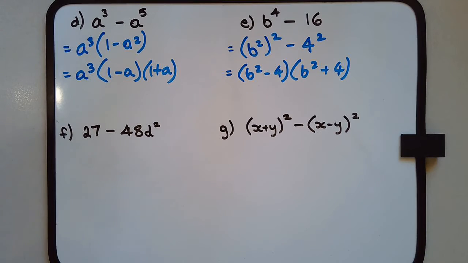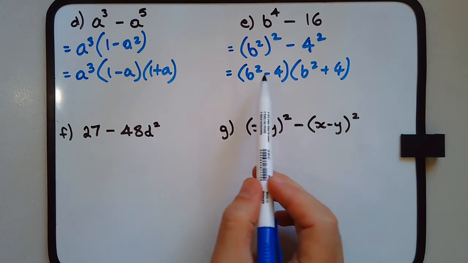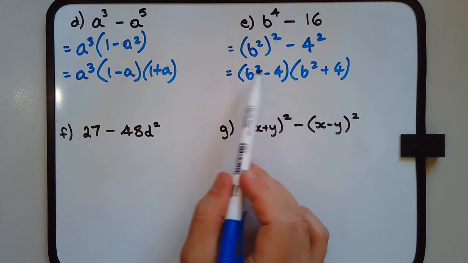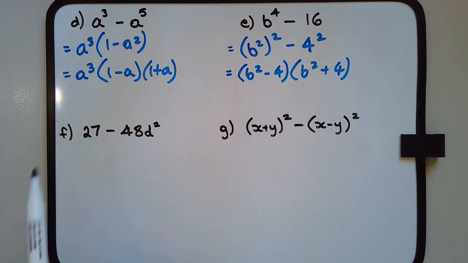Something like this would be worth 2 marks. For example, you would have gotten 1 mark just for writing that. So you think, where's the second mark going? Look at the first binomial. Yeah, sure, they're conjugate pairs, b squared minus 4, b squared plus 4. But look at the first binomial, b squared minus 4. Look familiar? That's another difference of 2 squares.